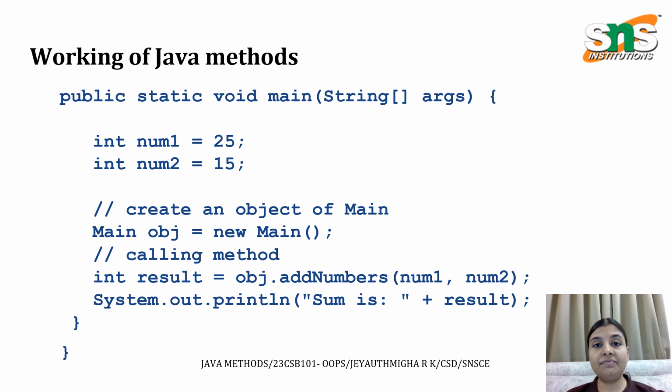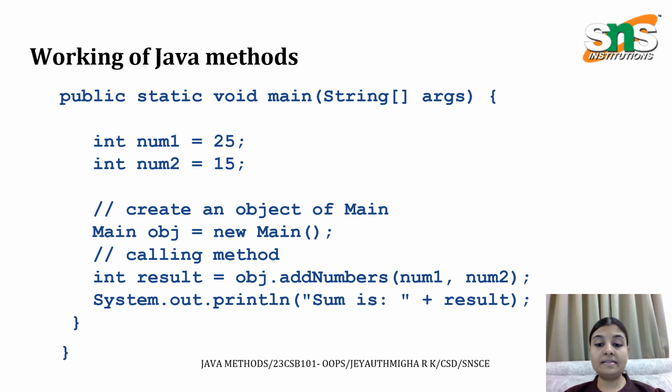And we have the main function. Under that we have two variables with the values 25 and 15. Now we need to create an object and call the function. So we have called the function by using the object, and we have assigned it to the result variable. The object will accept the return value from the function addNumbers, and that will be stored in the result.